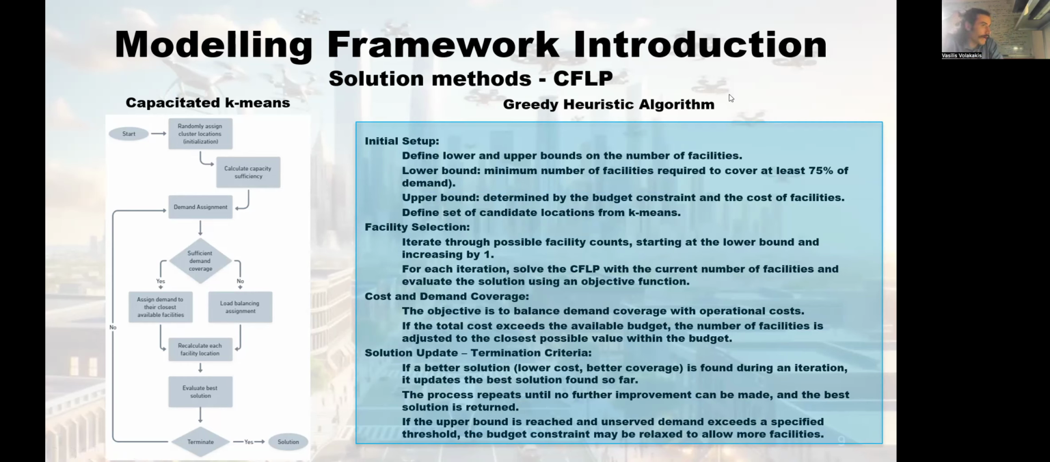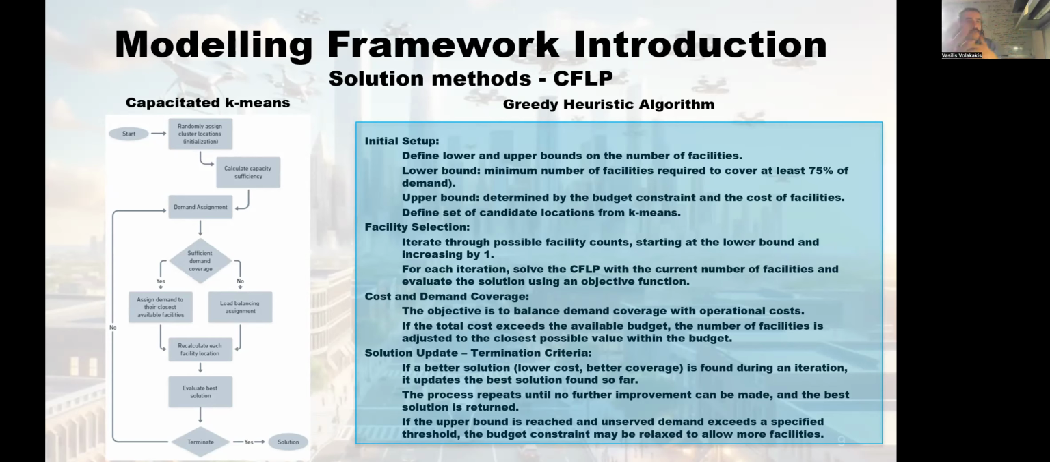And basically, you define a lower and an upper bound on the number of facilities, which is defined by the user and by whatever assumptions you want to make. You have a set of candidate locations of those potential facilities, which is coming from the K-means algorithm. And then you iterate through possible facility numbers, starting at the lower bound and increasing by one facility at each iteration. For each iteration, you solve the capacitated facility location problem with the current number of facilities you have, and you evaluate the solution using the objective function you have defined.